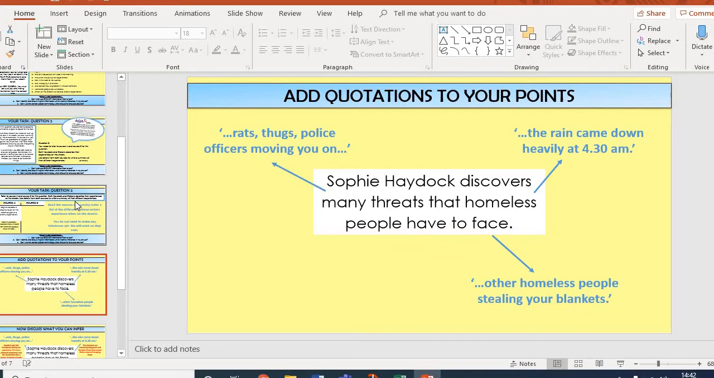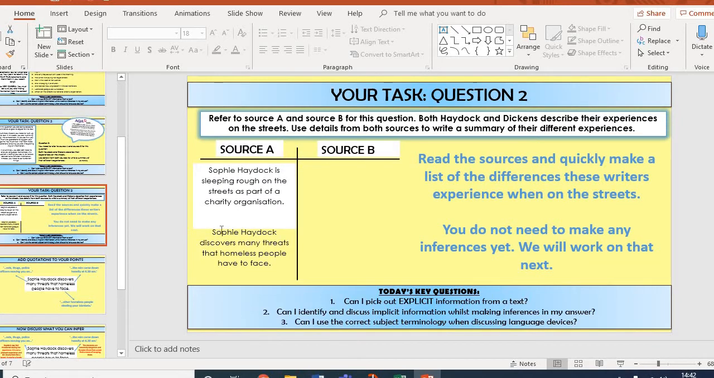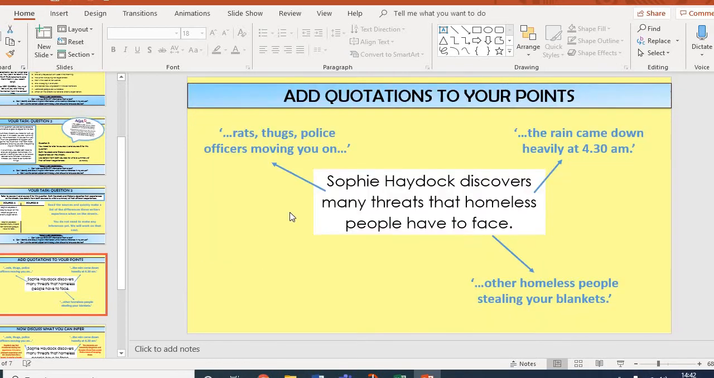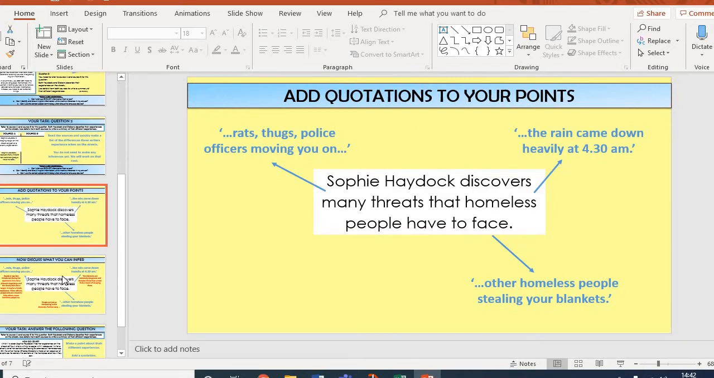So when you go back to your T table, you think, okay, so I've used this one here. You now need to do the same thing for this quote here. You now need to do the same thing for the Dickens quotes here. So what you're doing is you're pulling out one of your key ideas here and you're adding 2 or 3 quotations to it, and then that just gives you some depth.